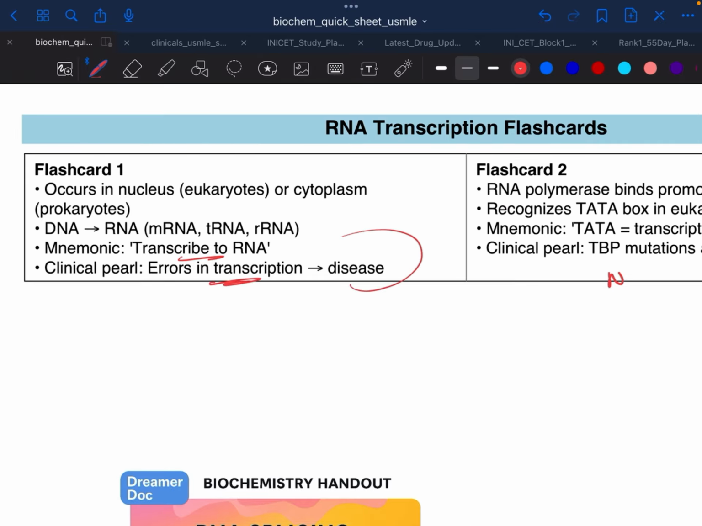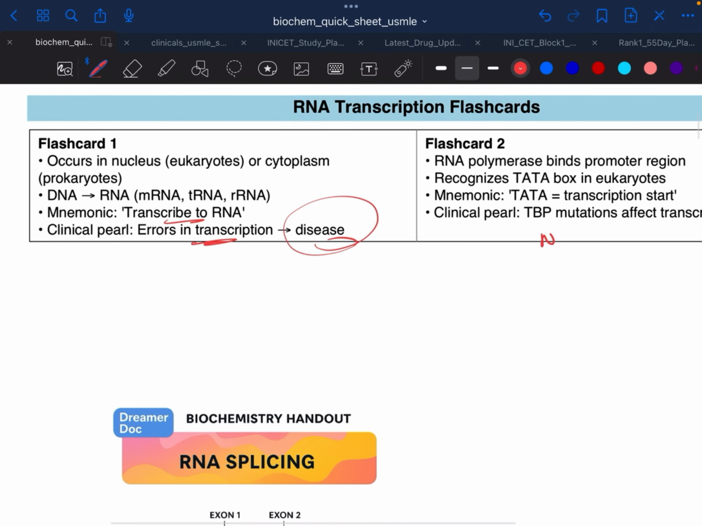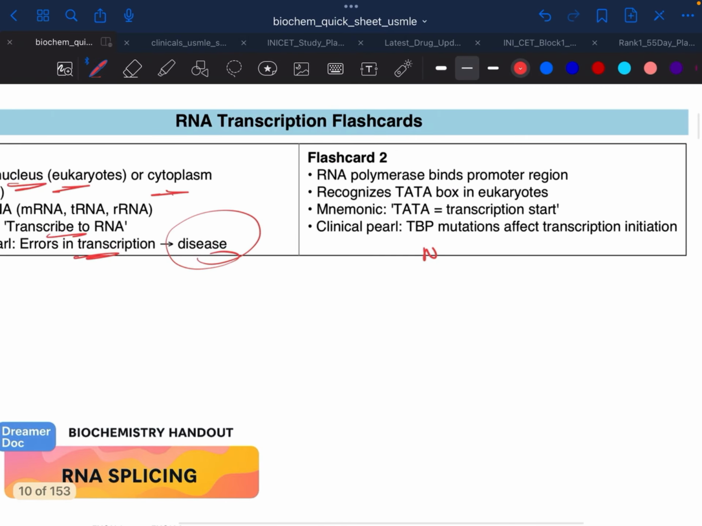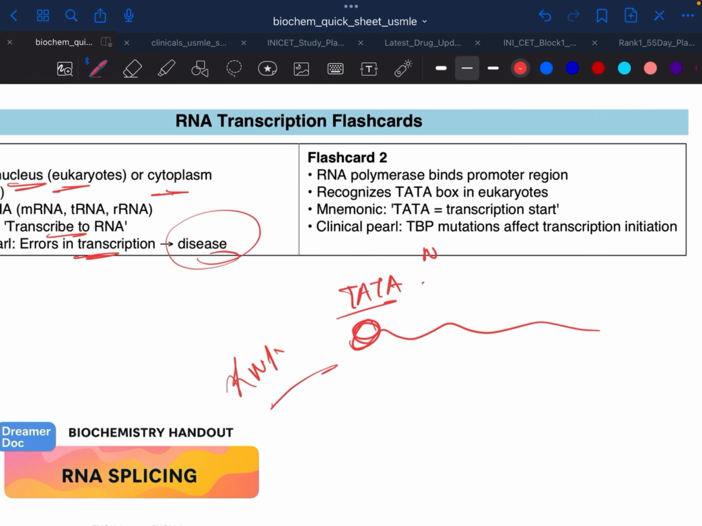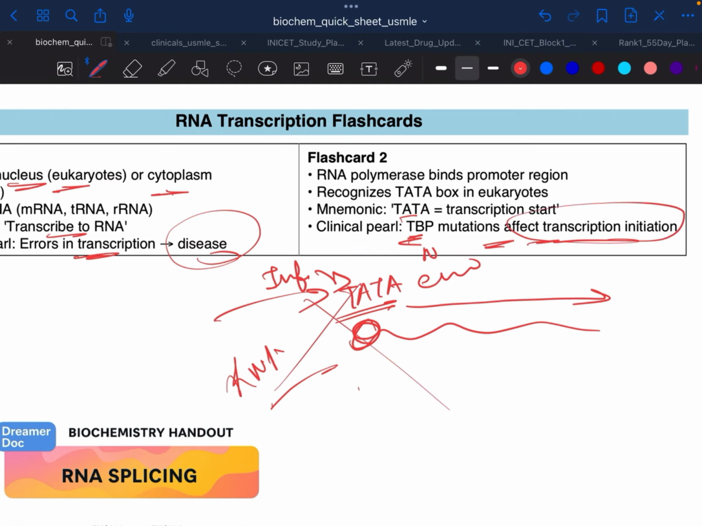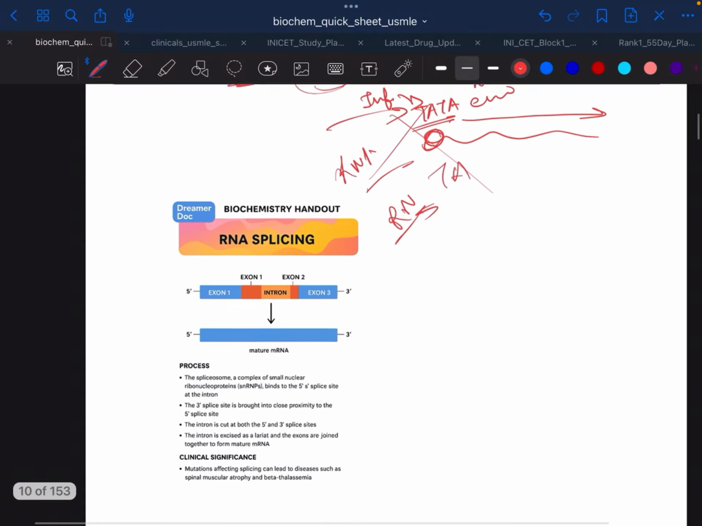I have told transcribe to RNA. Error in transcription also causes diseases. Okay, it occurs in the nucleus in eukaryotes and cytoplasm in prokaryotes. So promoter region. First, we have to bind this RNA polymerase, this enzyme, to our promoter region. Okay, Tata box in eukaryotes. Eukaryotes have a Tata box. The initiation factor always binds to this, then transcription starts. Okay, and transcription protein binding mutations affect transcription initiation. If there is a defect in this Tata box and initiation process, then also we get some diseases.